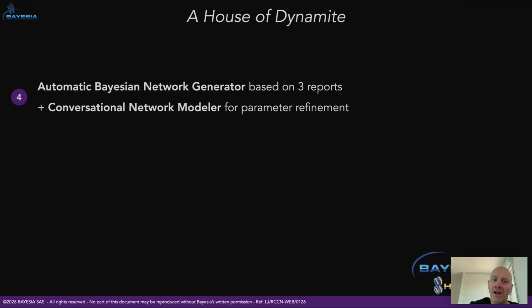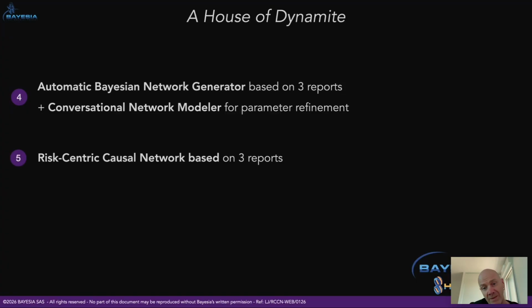Right? After that, we're going to switch to BayesiaLab and create Bayesian networks. And this is where I'm going to introduce a new feature, what we call the automatic Bayesian network generator. It's a constraint-free generator. And for illustrating how it works, I'm going to use three different reports that have been generated based on the scenario of A House of Dynamite. I'm also going to show you the conversational network modeler that will allow me to do some kind of parameter refinement. Then I'm going to generate a Risk-Centric Causal Network based on these three reports.